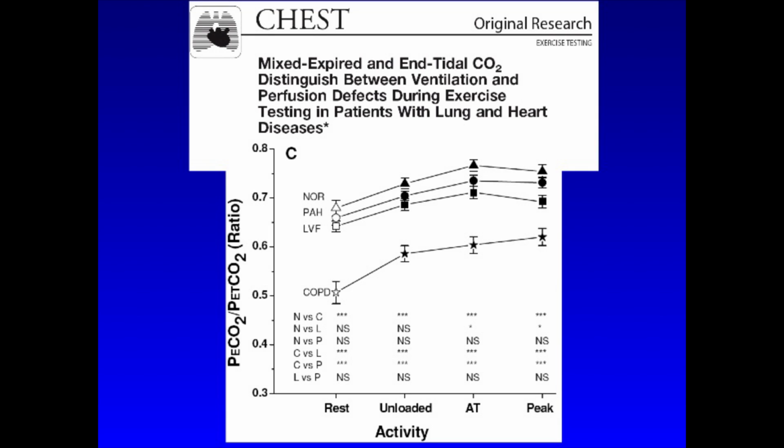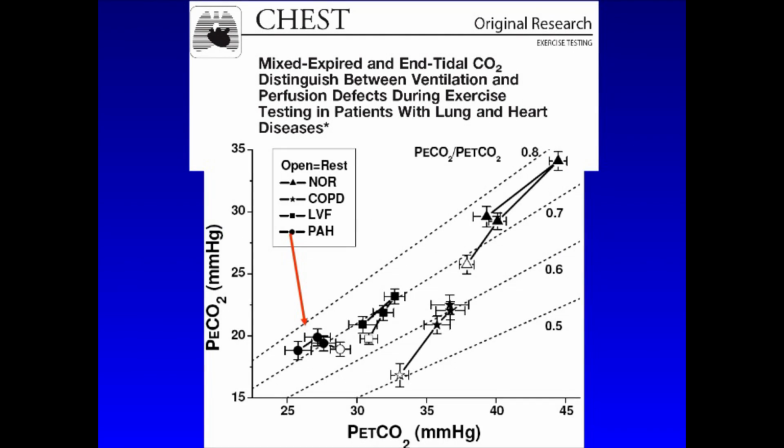This is mixed expired CO2 relative to end-tidal CO2. That ratio is really low in the COPD patients. It's high in the heart failure patients, but it's even higher, even worse in the PAH patients. But more importantly, look at the pattern here of the patients who have the various diseases. So the open figures are the resting figures, and the triangle there are the normal, the star are the COPD, the square are the LV failure, and the circles are the PAH patients.